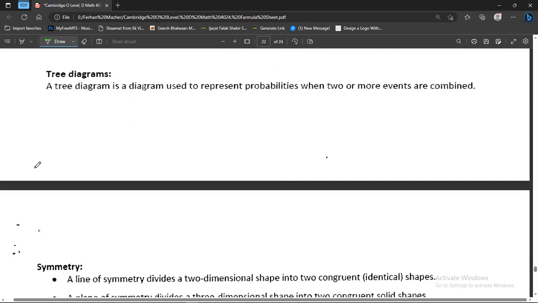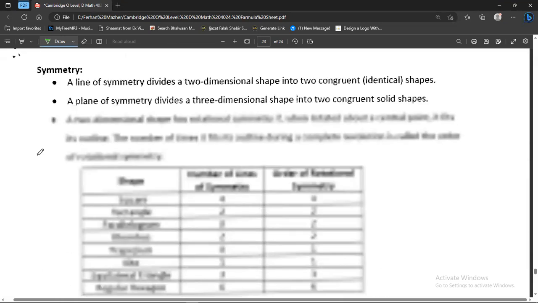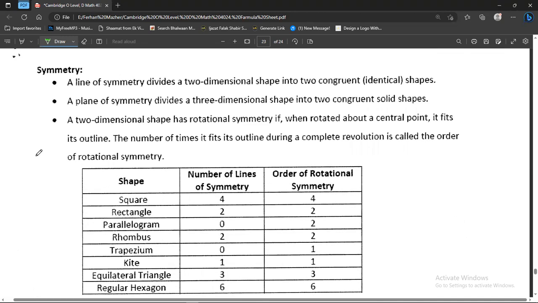A tree diagram is a diagram used to represent probabilities when two or more events are combined. Symmetry. A line of symmetry divides a two-dimensional shape into two congruent, identical shapes. So this is very important.